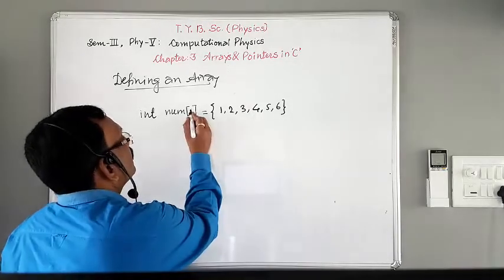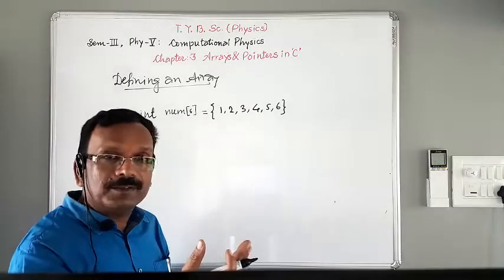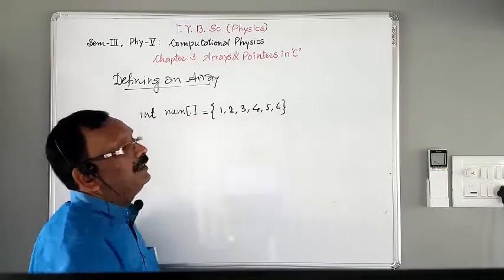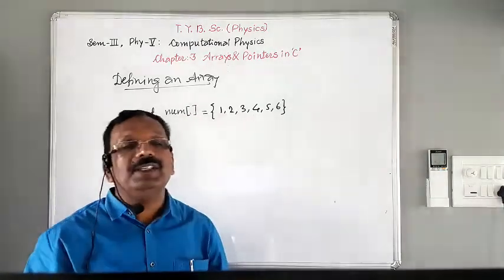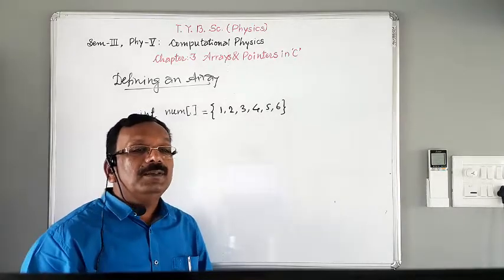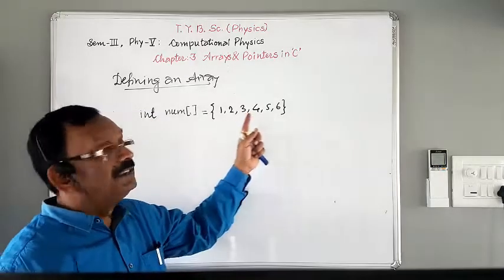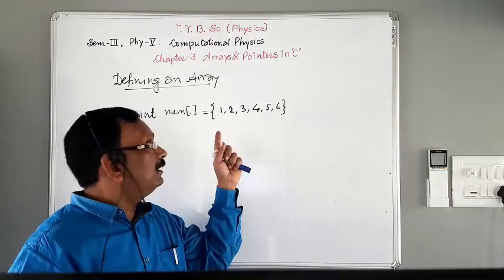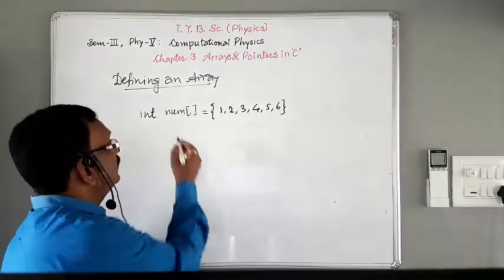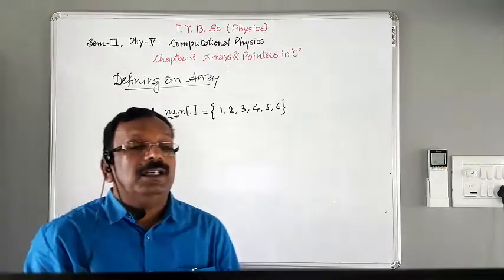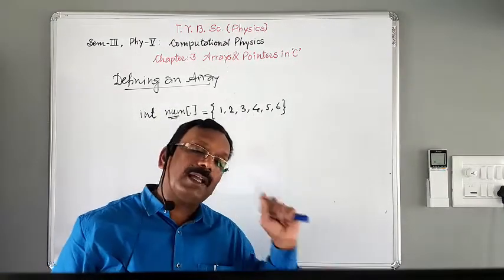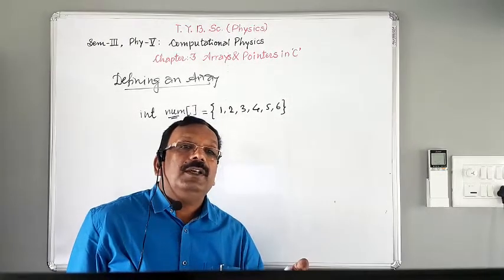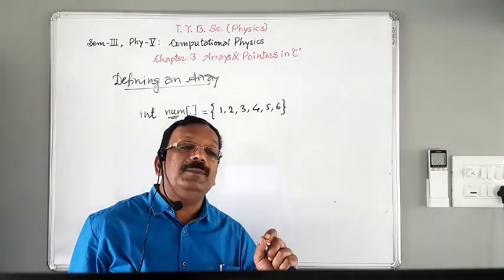Here you may write it or it is not necessary, because this is part of the definition of an array. Here the digit 6 is the integer array, the digit is the number.